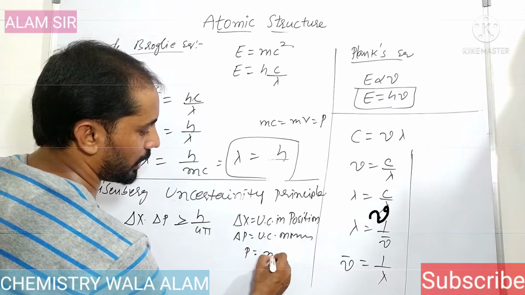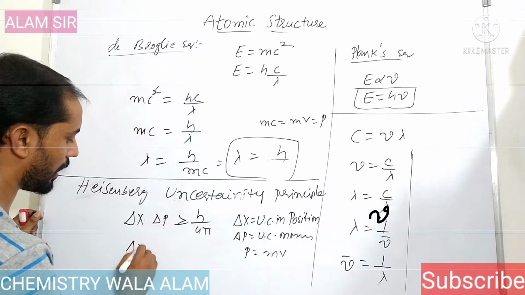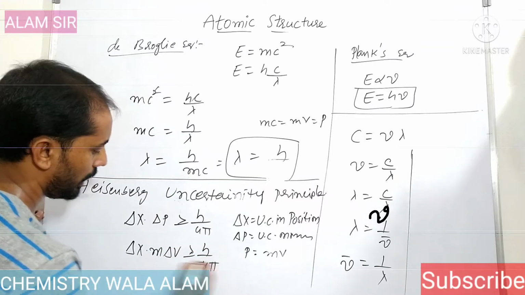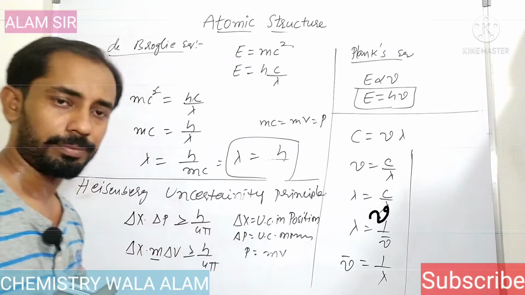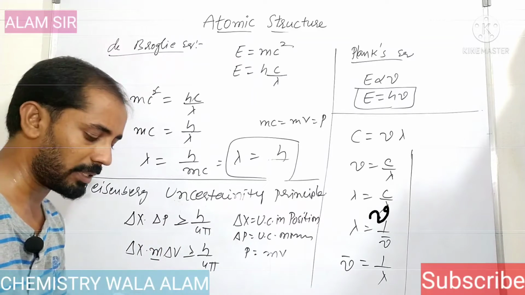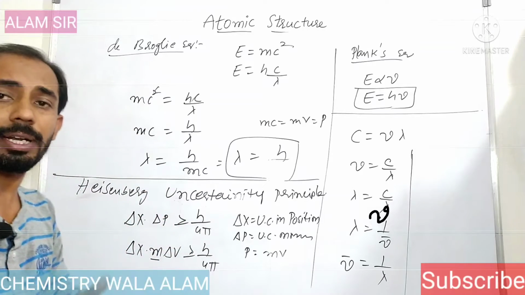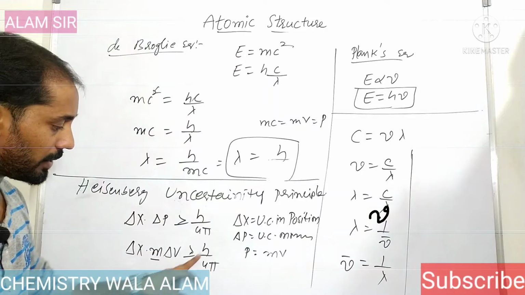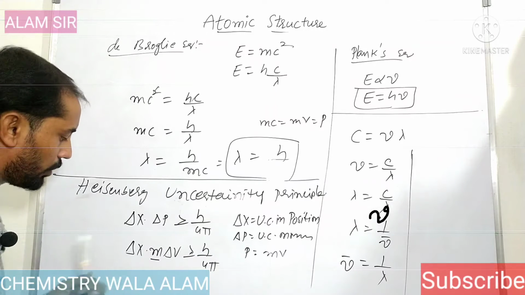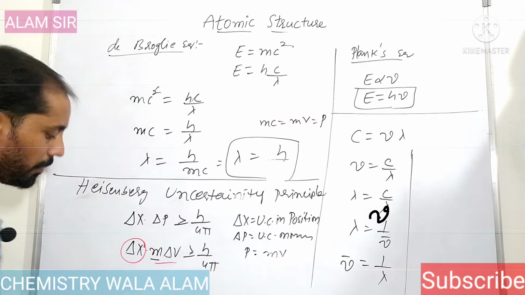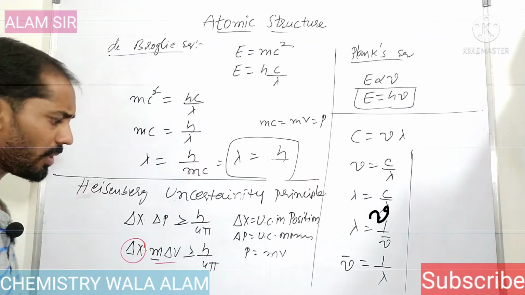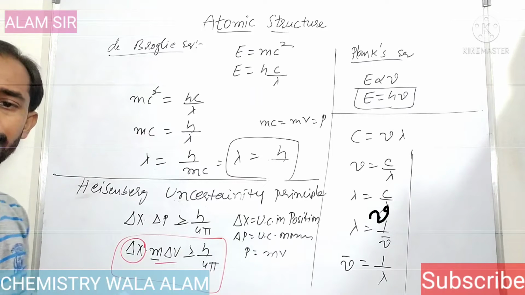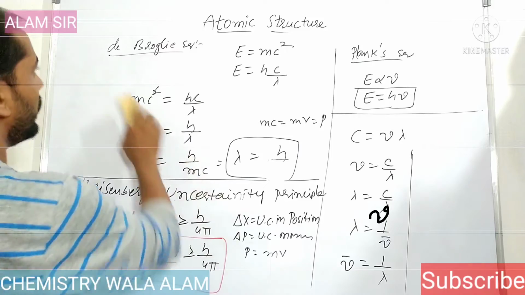Here p is equal to mv, so we can write delta x into m delta v is greater than or equal to h by 4 pi. Why can't we write m delta m? Because the mass of the microscopic or subatomic particle cannot change. If we calculate one exactly, the other becomes infinity, that means error, so we can measure only one. This is the Heisenberg uncertainty principle.